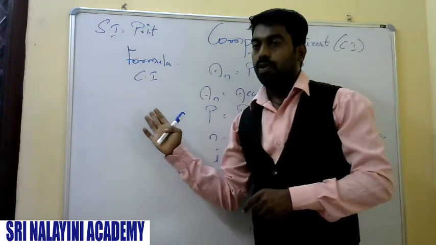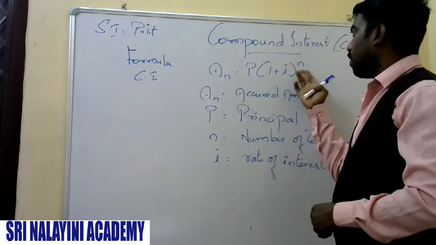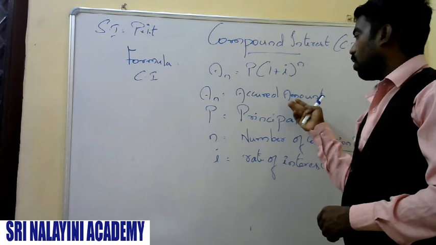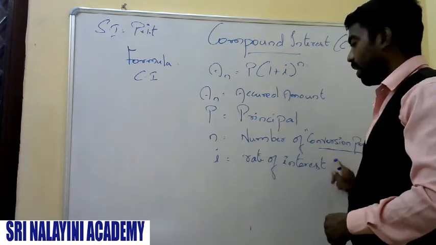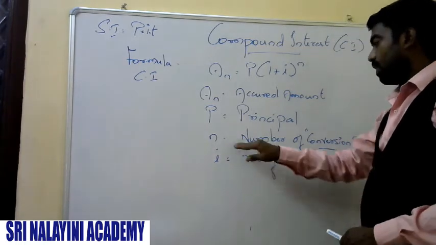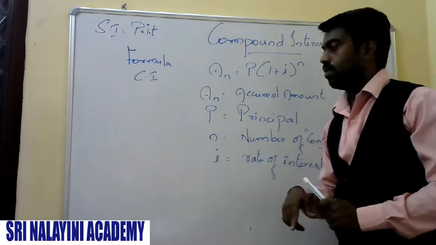The formula for compound interest is AN is equal to P(1 plus I) power of n. AN is the accrued amount, P is the principal, n is the number of conversion periods, and I is the rate of interest. See, what is the number of conversion period? Now we can discuss.